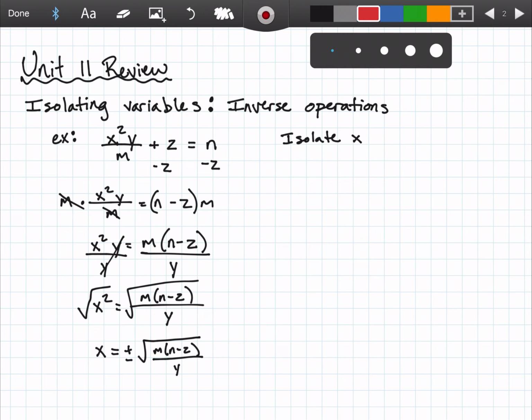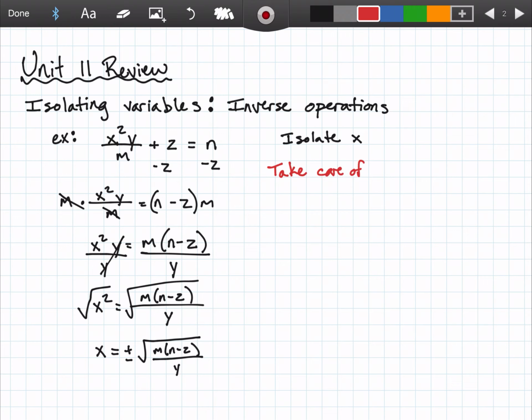So basically when I say take care of what is least attached, I basically just mean the opposite of order of operations. So just kind of working backwards. Just wanted to review it once so you could see what was going on.